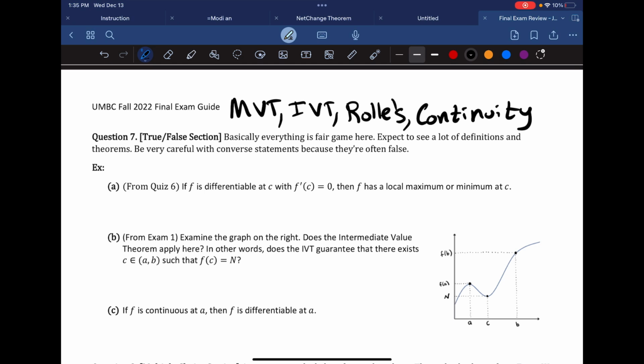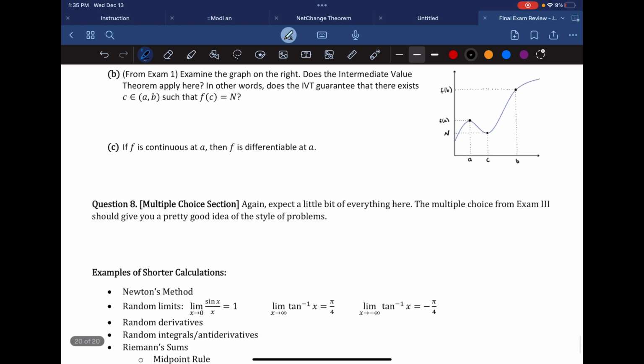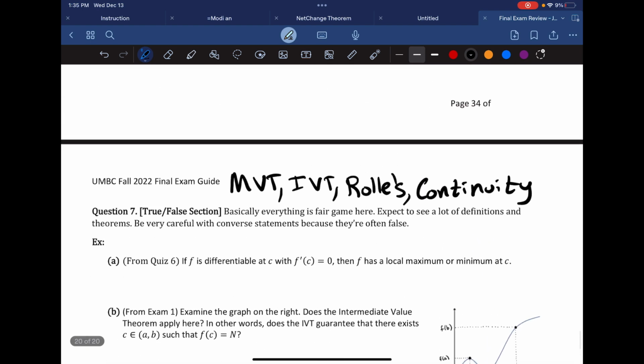All right, so the true, false, and or the multiple choice part of the exam is where you see a little bit of everything, and it's really impossible to predict exactly what the questions are going to be like on this part of the exam. But you're going to see your theorems in there. This is where you're going to find things like the mean value theorem, intermediate value theorem, Rolle's theorem, definition of continuity, that sort of thing. Maybe even the limit definition of the derivative or something like that.